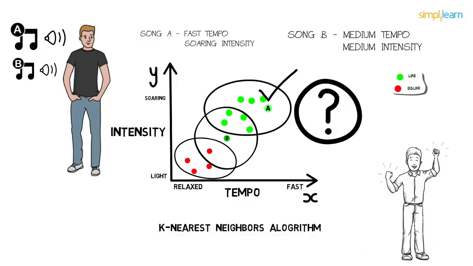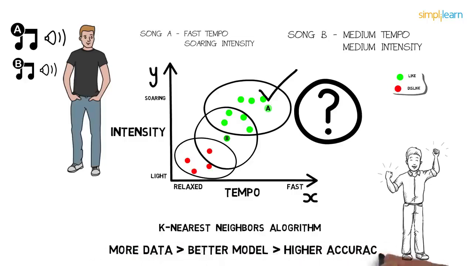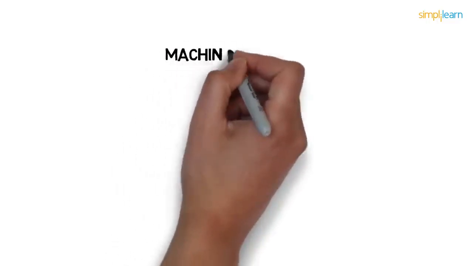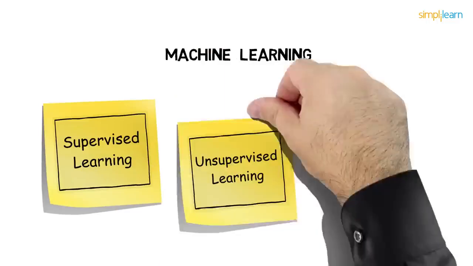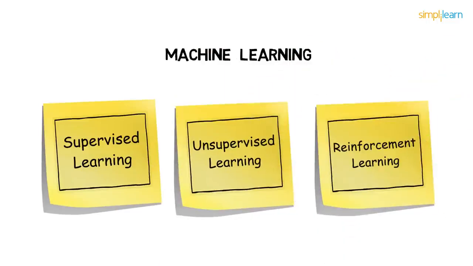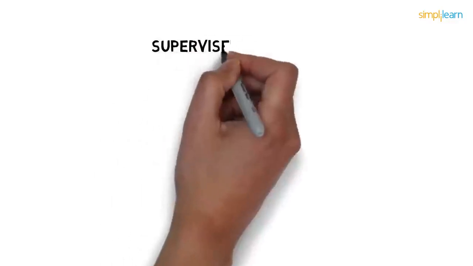But what happens when the choices become complicated, as in the case of Song B? That's when machine learning comes in. It learns the data, builds the prediction model, and when a new data point comes in, it can easily predict for it. More the data, better the model, higher will be the accuracy. There are many ways in which the machine learns. It could be either supervised learning, unsupervised learning, or reinforcement learning. Let's first quickly understand supervised learning.